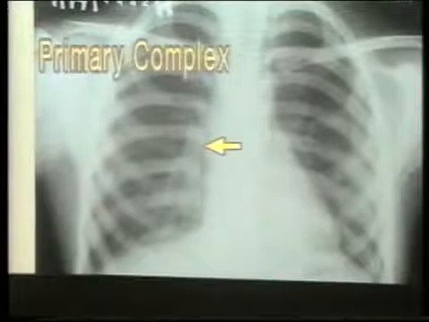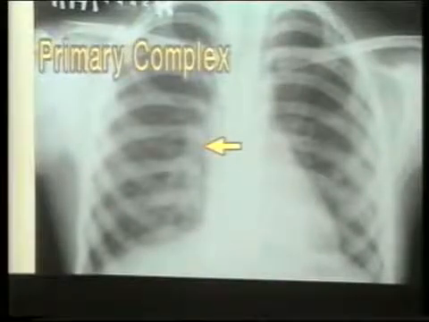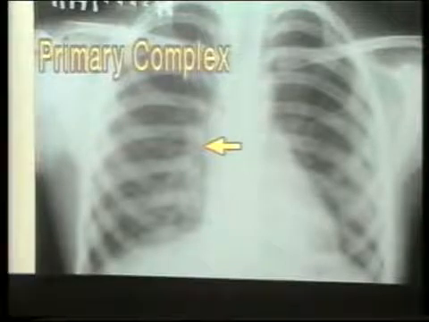This is an X-ray of a primary complex. Note the increased density in the hilar region. Let's have a closer look. These are hilar lymph nodes seen as well-defined nodular dense radio-opacities in the region of the hilum in line with the parenchymal lesion.